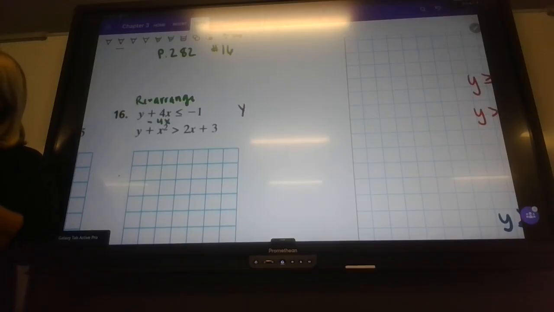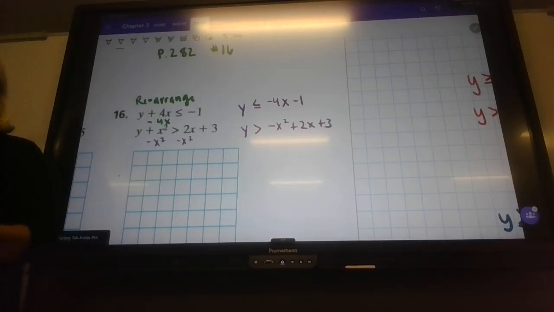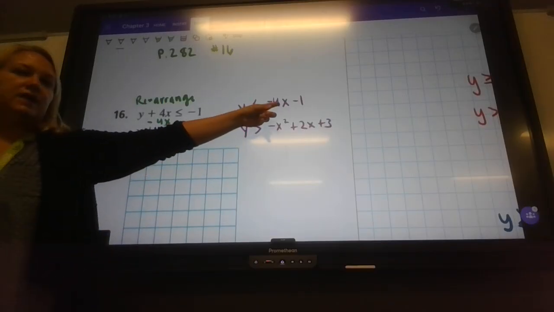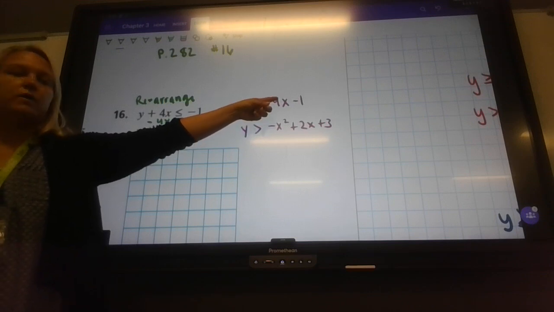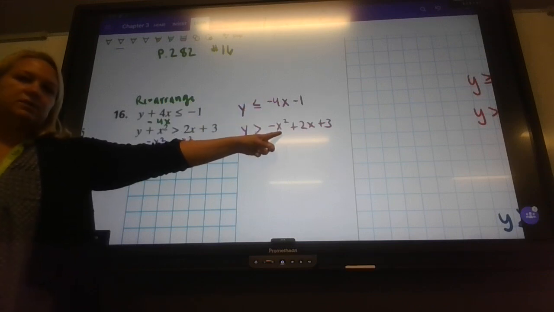So the first line I want you to graph is y is less than -4x minus 1. And the second one is y is greater than negative x squared plus 2x plus 3. So what you're looking at is a straight line, because this first one is not x squared. We're looking at slope and y-intercept, and then a parabola.